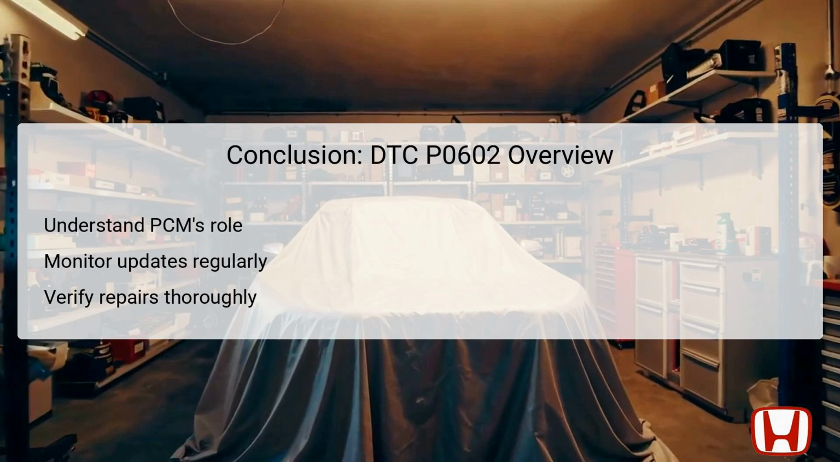It is vital for technicians and drivers alike to monitor program updates regularly and ensure proper power supply to prevent programming errors. Comprehensive verification of repairs following a DTC P0602 diagnosis can facilitate robust PCM functionality. By implementing preventive maintenance strategies and being vigilant about updates and connections, we can ensure the vehicle continues to operate smoothly. Addressing such faults promptly contributes not only to vehicle longevity, but also to overall driving safety and satisfaction.